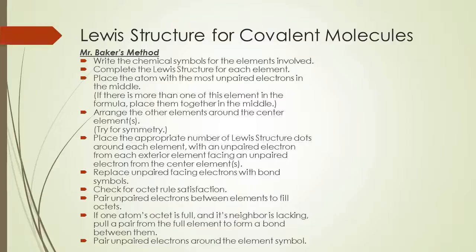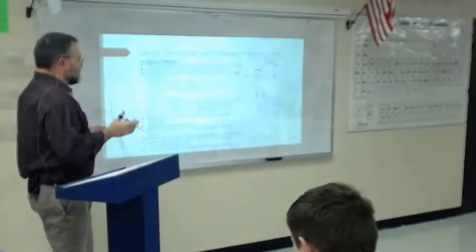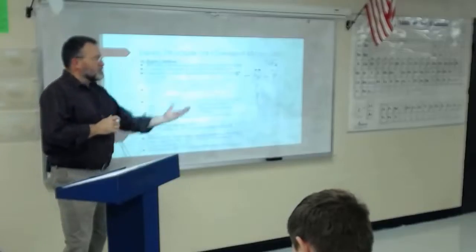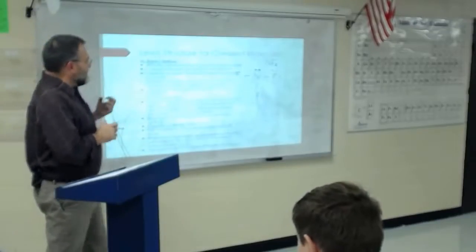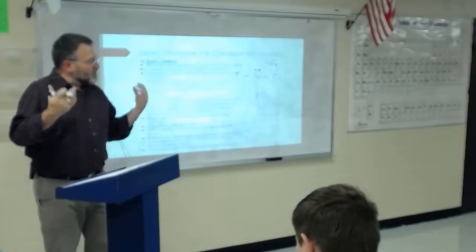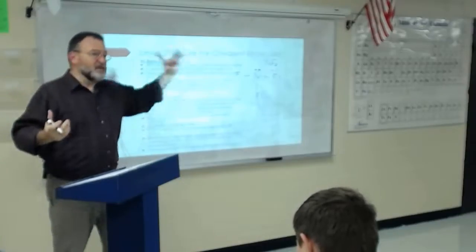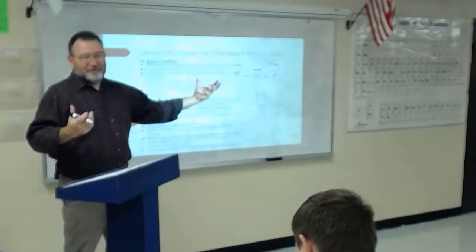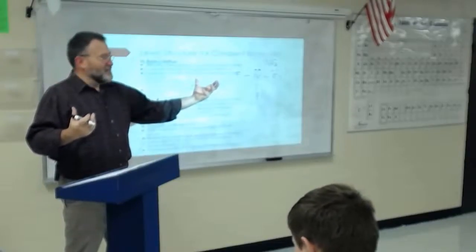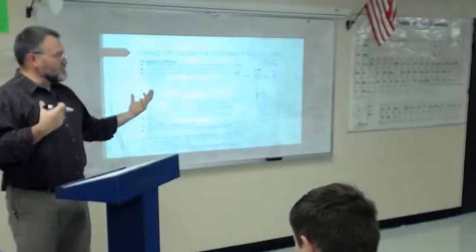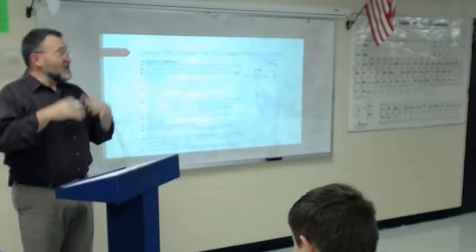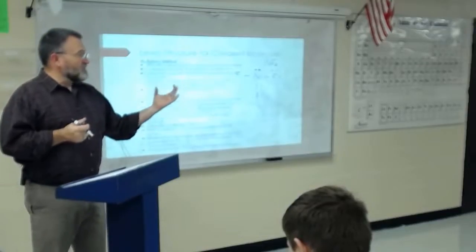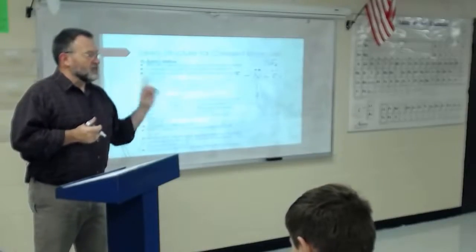And if one element's octet is full, but its neighbor is lacking, we'll get into a few of these, then we're going to pull a pair from the one that's full. See, if I'm one element and I already have my octet full, and I'm bonded to a neighbor, and the neighbor is short 2, okay? There's no place else for us to go to get electrons other than to give up mine. If I have 8, I take a pair and I form a bond, have I lost any? Think about that for a minute.